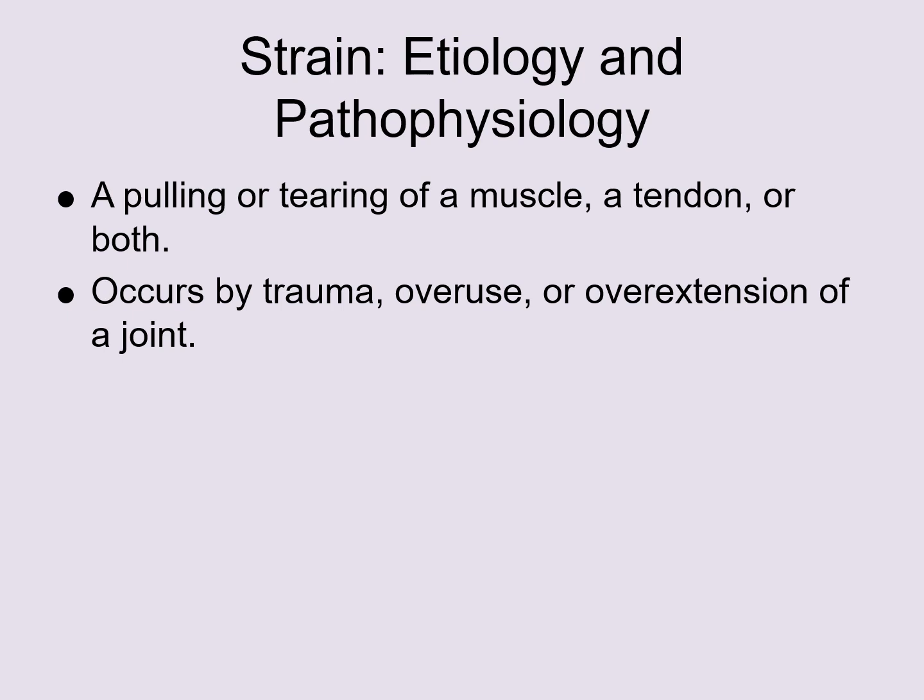So we've got sprains and strains. Now, strains are tearing of the muscle, a tendon, or both. That's the difference. So we're looking at ligaments with one and muscle and tendons with the other. So they occur by trauma, overuse, or overextension of a joint. We can strain elbows by playing golf and tennis. We can strain our backs by lifting things and using improper body mechanics. So strains are a different ballgame where we're tearing muscle, tendons, or both.